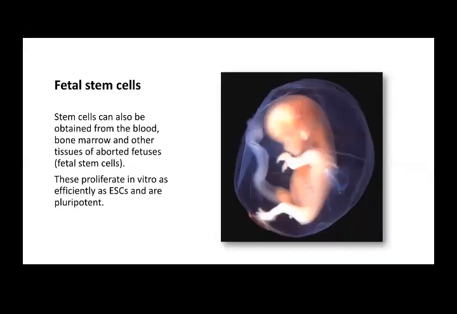Now, then we have the fetal stem cells. These stem cells can be obtained from the blood, bone marrow, and other tissue of aborted fetuses. Fetal stem cells proliferate in vitro as efficiently as embryonic stem cells and are pluripotent as well.